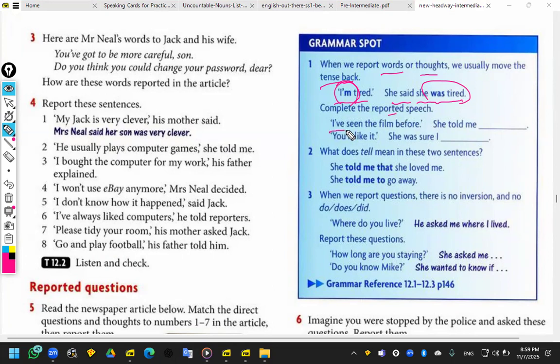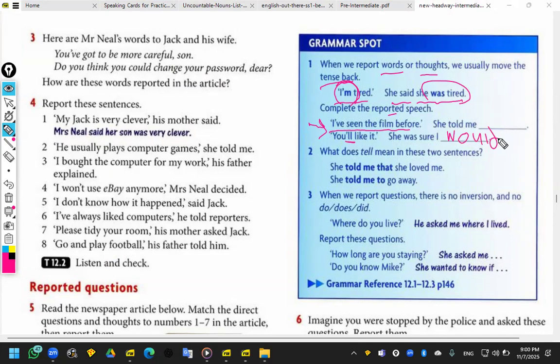Now let's try to complete the reported speech. Well, I've seen the film before. She told me that what? She had seen the film before. Okay? Two, you'll like it. She was sure. Exactly, because we have will becomes would.